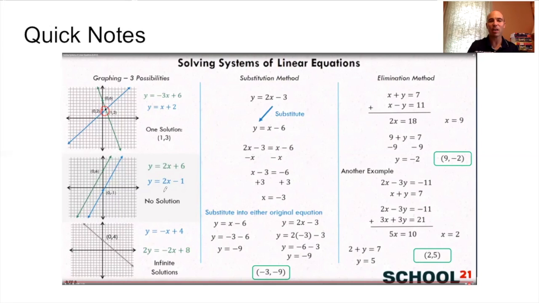Meaning you'd have parallel lines, right? But you would have different y-intercepts, meaning that they are two different lines that would never cross. They are parallel. There is no solution.